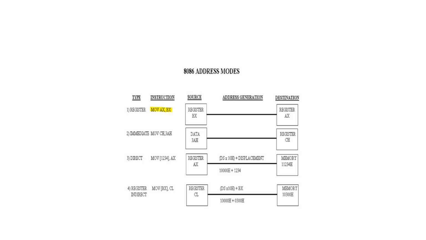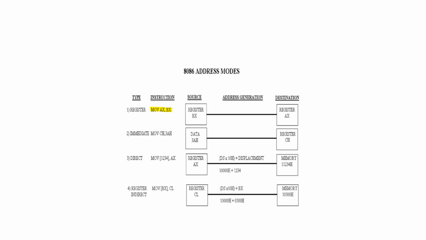Then the next addressing mode is direct addressing. Here the example given is MOV [1234], AX. If we mention it in brackets, it is an offset address. It has to be added with the segment address. I have already explained the address conversion mechanism. Here in the program the offset address given is 1234. Let us assume that the segment address is 1000.